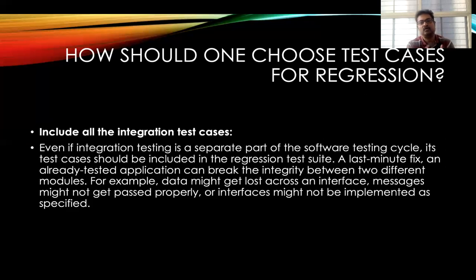Then you have to include all integration test cases. For example, here module 2, module 3, module 5, they have fixed the bugs. Now let's say module 1 depends on module 2. Module 1 is going to call the APIs of module 2, and the module 2 API interfaces maybe changed. So when module 1 calls module 2, it is going to fail because the API parameters changed, right? So you have to test module 1 also.